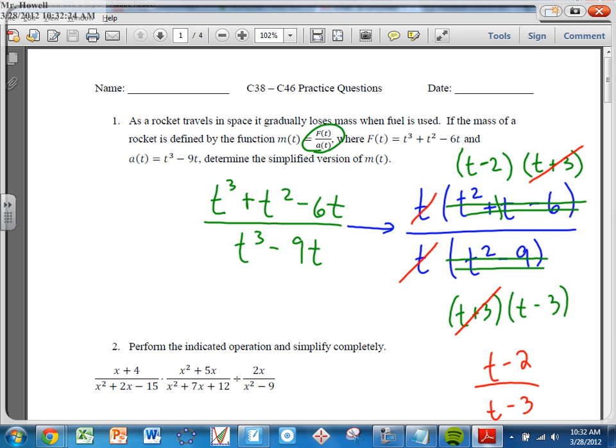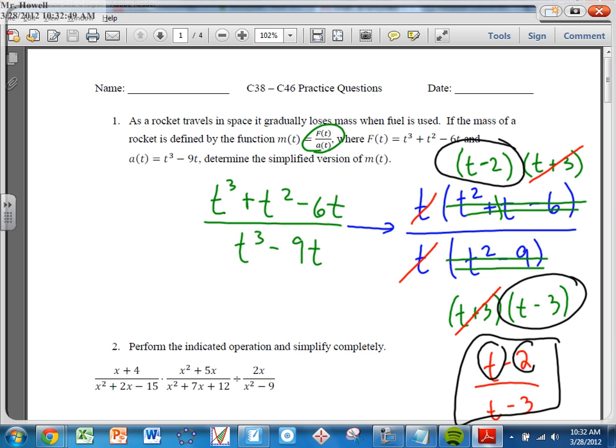Again, take a look at what's left. Up top, we're left with just the t minus 2, and down below, all we're left with is t minus 3. So that's what your simplified form is. Why can't I cancel the t's again? Because they're add-ons. T is subtracting 2 or adding a negative 2. You cannot cancel add-ons, so this is your final answer. There's no other way to simplify.